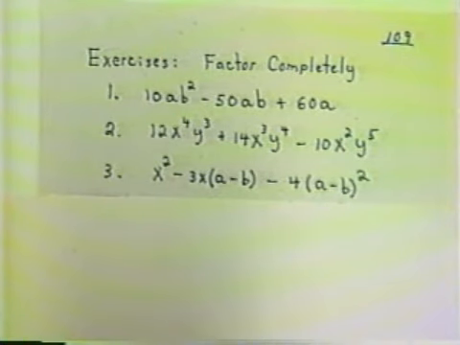The third one, x squared minus 3x times the quantity a minus b minus 4 times the quantity a minus b squared. The hint on the third one, let u equal a minus b. When you have finished copying the problems, stop the tape, and then restart the tape to check your answers.